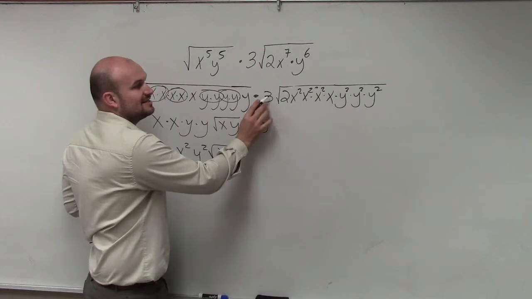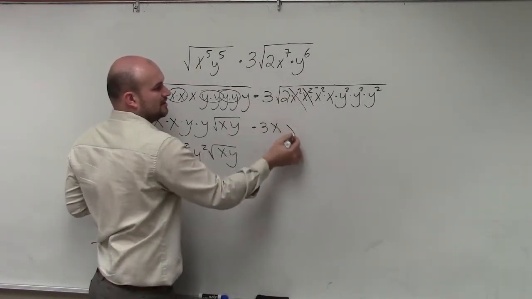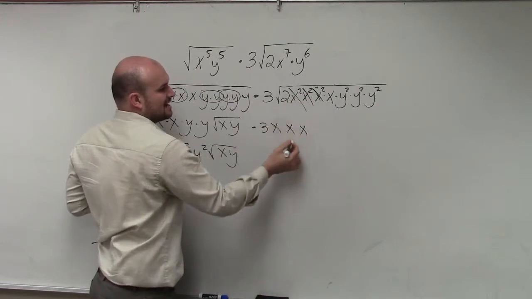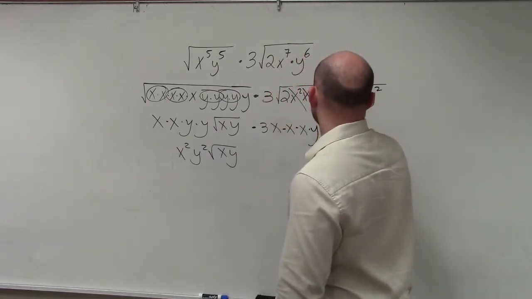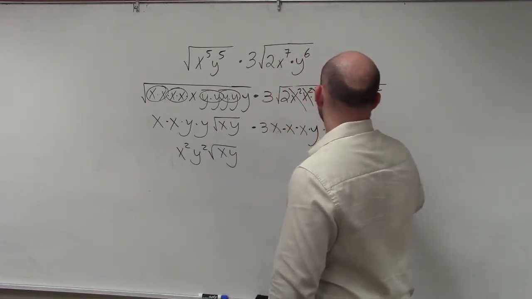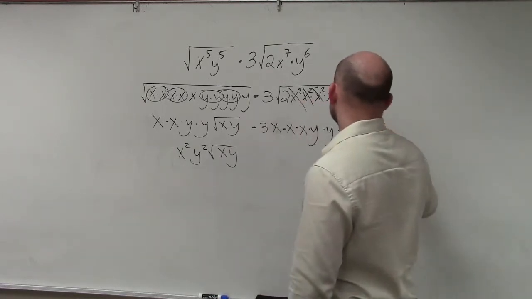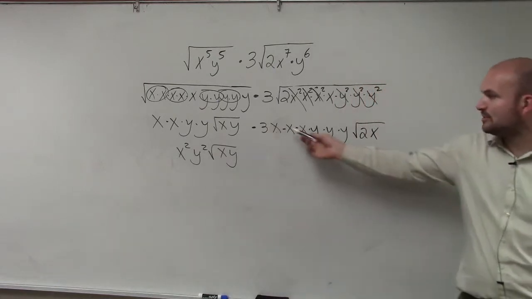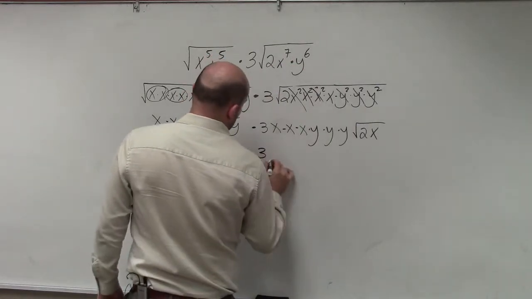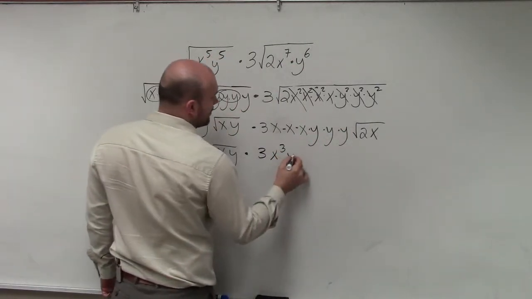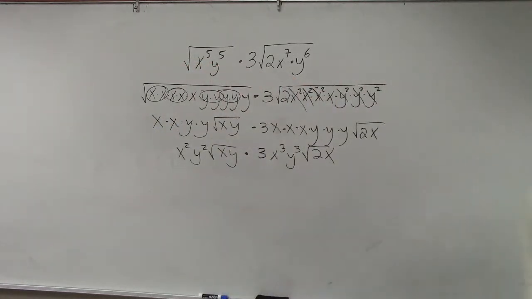All right, so let's go. Can I take the square root of x squared? Yes, that is just going to be x. The square root of x squared is x. Square root of y squared is y. Then you guys can see what's left over is 2 and the x. Now, I multiply all these to give me x times x times x, which is x cubed. y times y times y is y cubed, times the square root of 2x. So now we have simplified them.